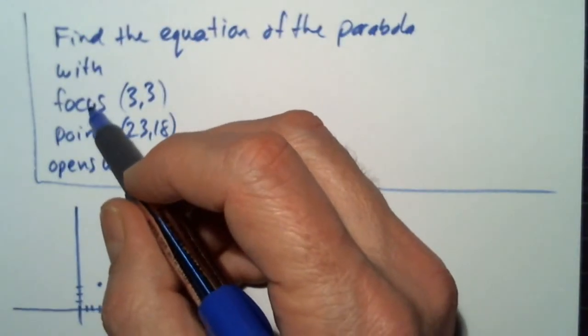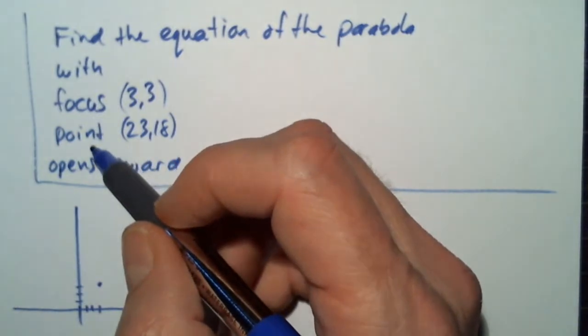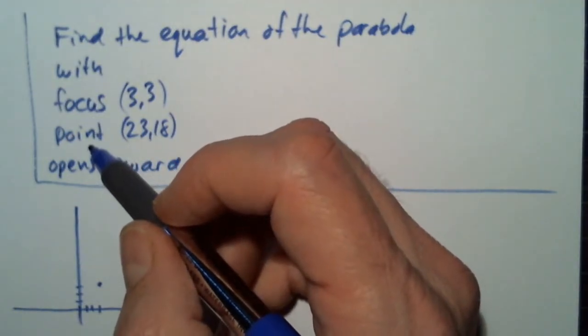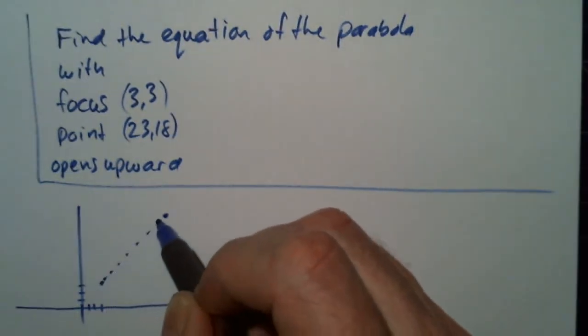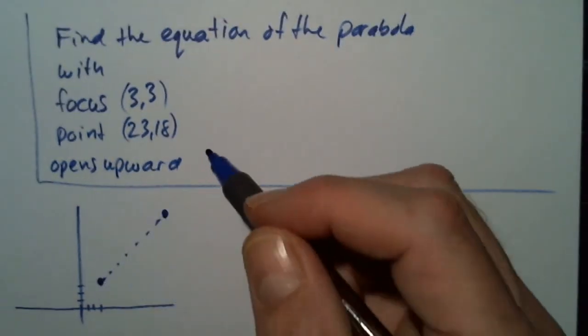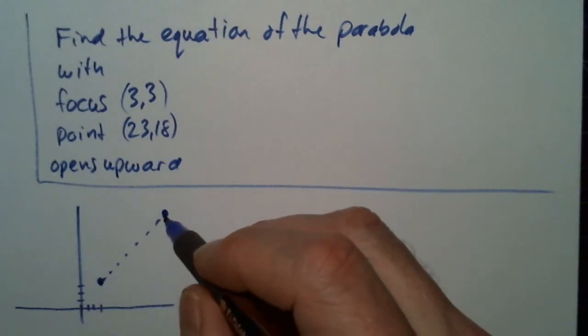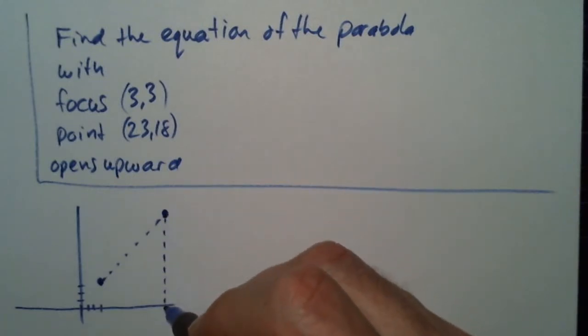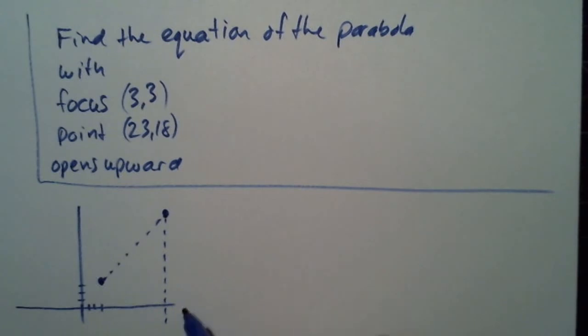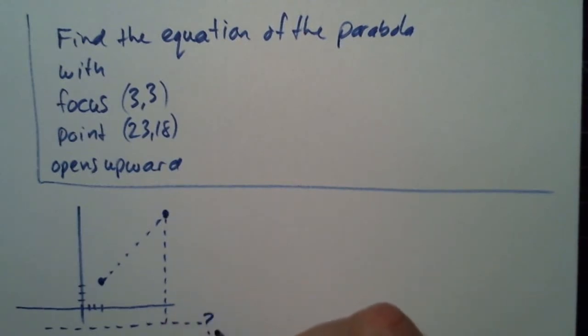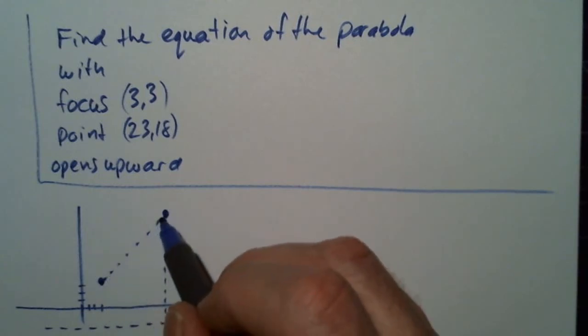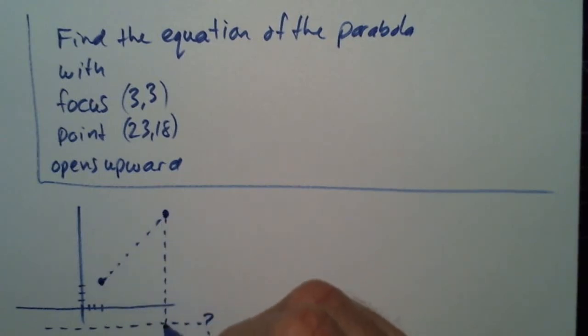If this is the focus, then we know that the distance from the focus to the point is the same as the distance from the point to wherever the directrix is. And so that's the directrix. We don't know where the directrix is, but we can find this distance, and then we can go that same distance to the directrix.